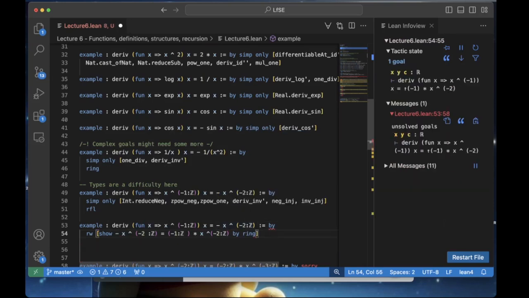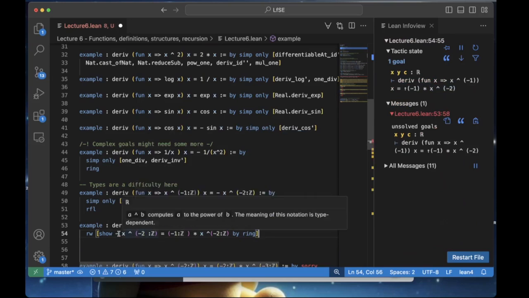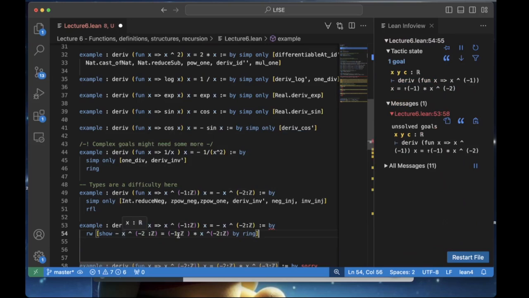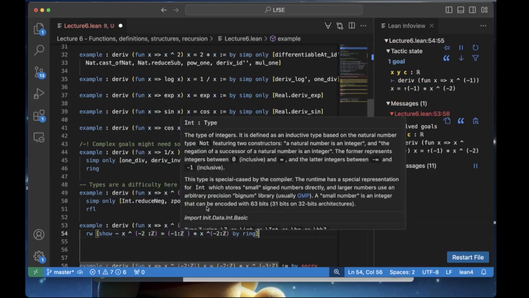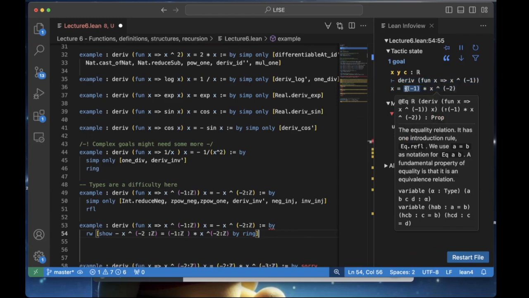So if I do this, okay, it goes and replaces an implicit -1 in front of this x with a -1 of type integer here.